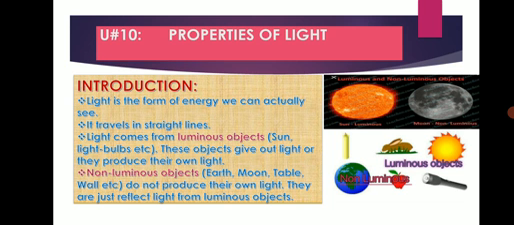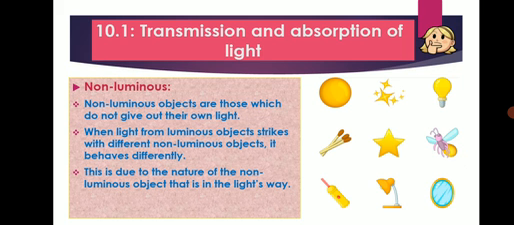On the other hand, the non-luminous objects are those objects that don't give out their own light. They shine, they glow, but they don't have their own light. They get their light from other sources and then we become able to see them. These objects are known as non-luminous objects. And the most common example of a non-luminous object is the moon. The moon gets its light from the sun. It doesn't have its own light.